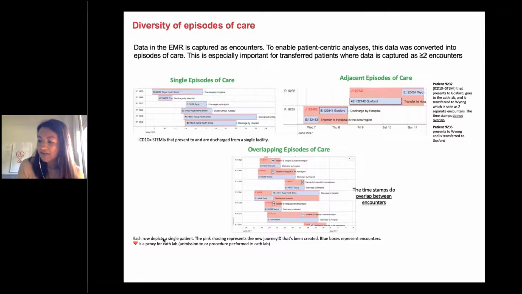Of the cohort are transfers, and they're captured as separate encounters in the EMR. We had to stitch them together computationally. So we designed a new linkage ID, which we called a journey ID.